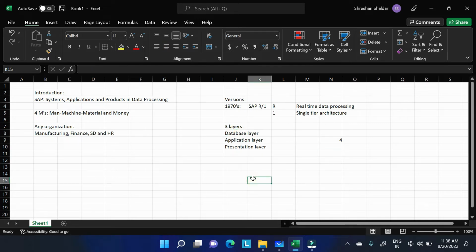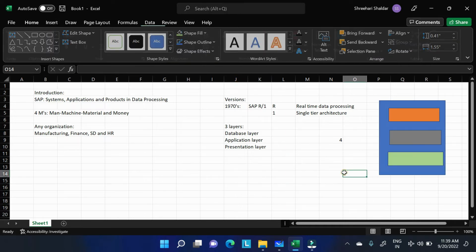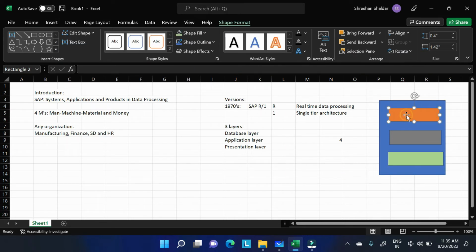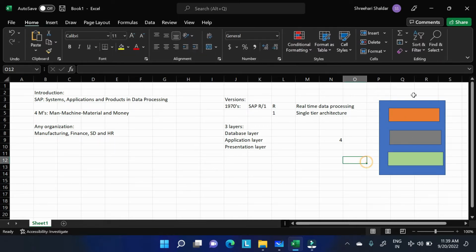Okay, all these three layers are put into one single machine, so we're going to call it a single tier architecture. We can consider this as a database layer, an application layer and a presentation layer. All these three things are stored in the single box over here. That is how they came up with a single tier architecture.